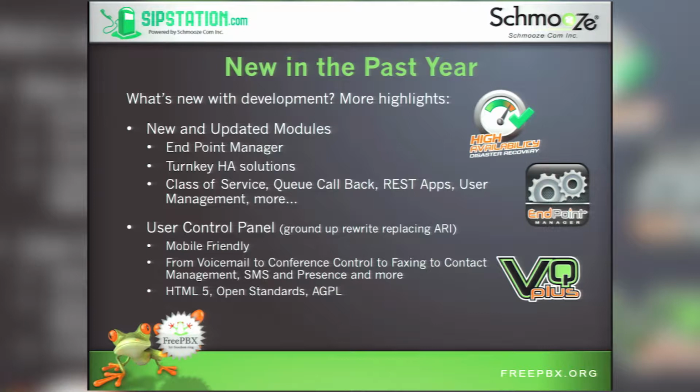Class of service goes beyond which outbound route a phone can call. It goes across the system as to what conference rooms, page groups, feature codes, or other things they can access. And it ties in to things like the user control panel, which I'll talk about, and other areas of the system so that it all ties together.